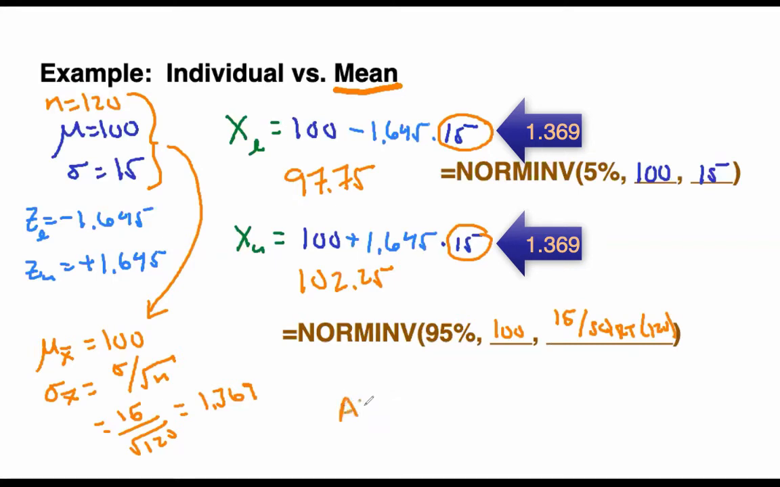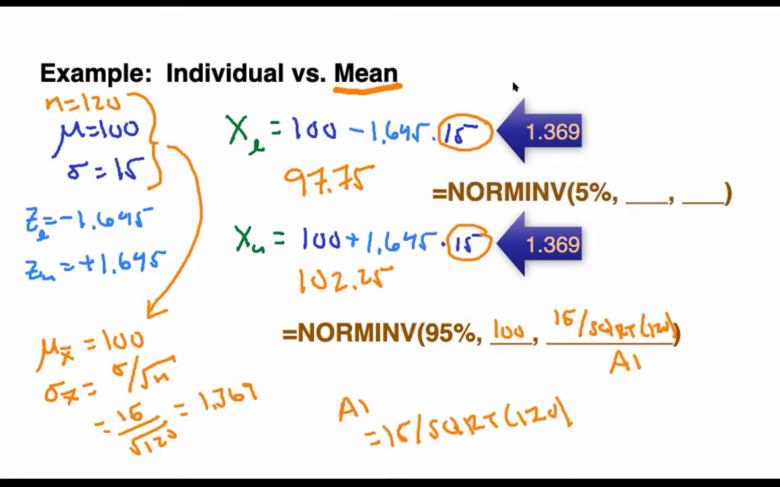Actually, in truth, I would be more inclined to enter in cell A1 the formula equals 15 over SQRT parenthesis 120 close parenthesis. Then in my formula here, I would enter the reference to cell A1 for the standard deviation. And I can do the same thing up here. I would enter 100 and the reference to cell A1, which is the standard deviation for this distribution.